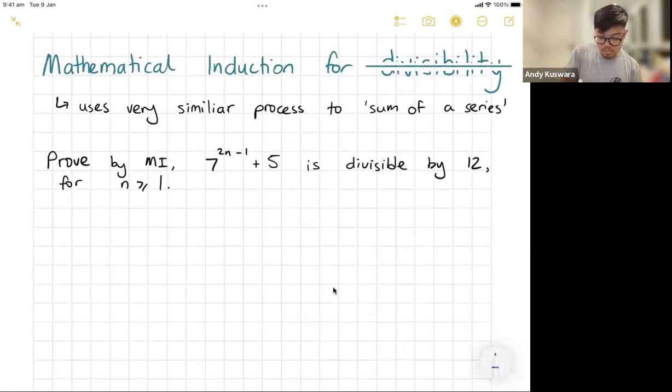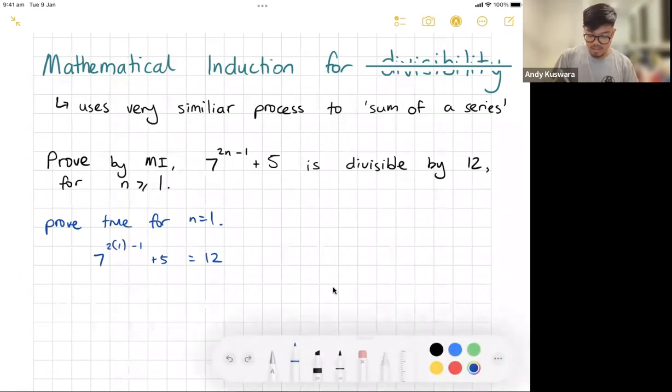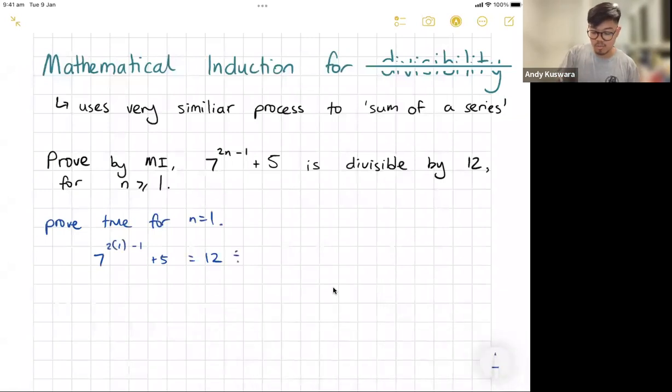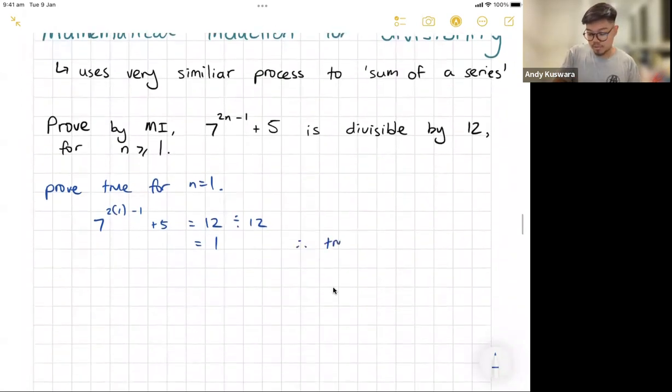So first steps first, prove true for n equals 1. Same as before. It'll be 7 to the power of 2 times 1 minus 1, plus 5. That's going to be 7 to the 1 plus 5, which equals 12. That's for n equals 1. 12 is divisible by 12, and the way that we show that is by dividing it by 12 and showing that we have a nice even number. Therefore, true for n equals 1.